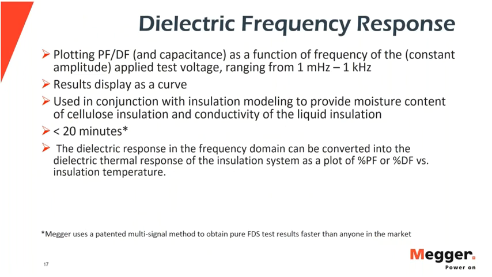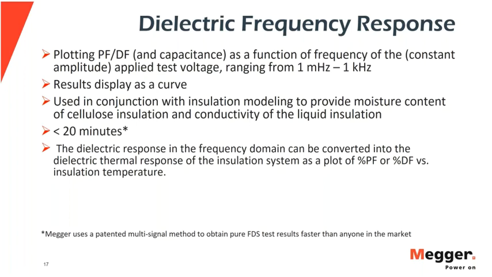So as I've said, we're going to look at the full DFR test. We're plotting insulation losses relative to the total energy present as a function of test voltage frequency. We're really interested in how the electrical characteristics of our insulation change as we subject it to test voltage signals that are slowing down or getting faster and faster. And the results, which I'll show on the next slide, are displayed as a curve.